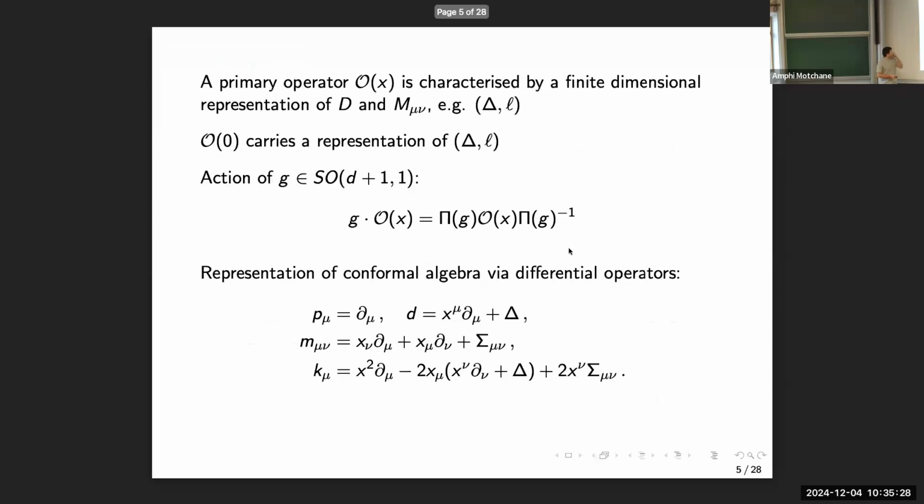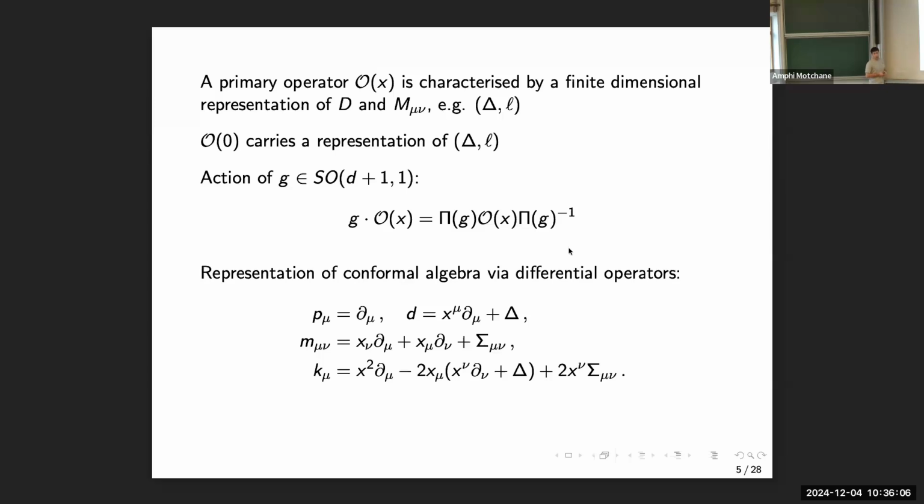Then the thing we'll be mostly interested in from this introduction is that a primary operator is characterized by a finite dimensional representation of our dilatations and space-time rotations. So we will be able to label these primary operators by delta and l, where delta is the weight of the dilatation, which is called the conformal dimension. Then l is what people usually call spin, which is of course the weight of the rotation, so of M_mu nu.